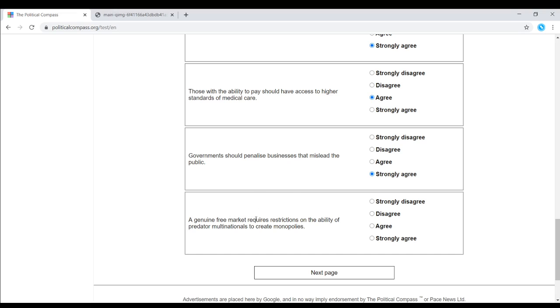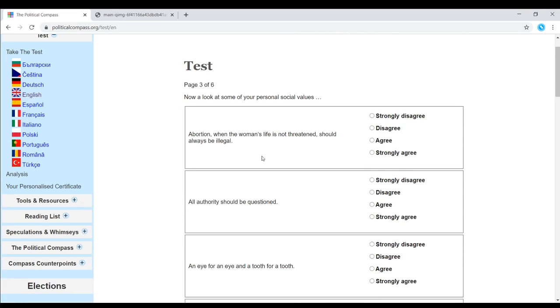A genuine free market requires restrictions on the ability of predator multinationals to create monopolies. I'm going to disagree with that because oftentimes when the government gets involved, that's what actually creates a monopoly. And it's extremely hard to find a situation where a natural monopoly has come about. It's usually a result of government regulations. So I think that's kind of dumb.